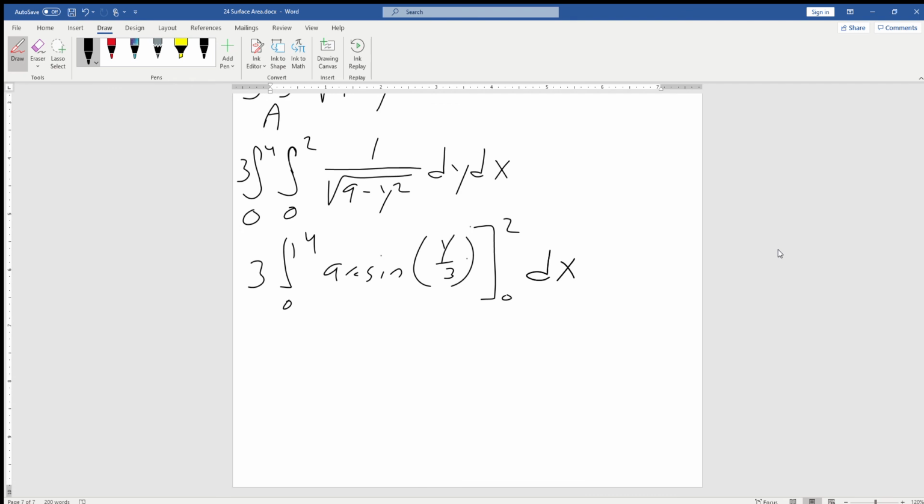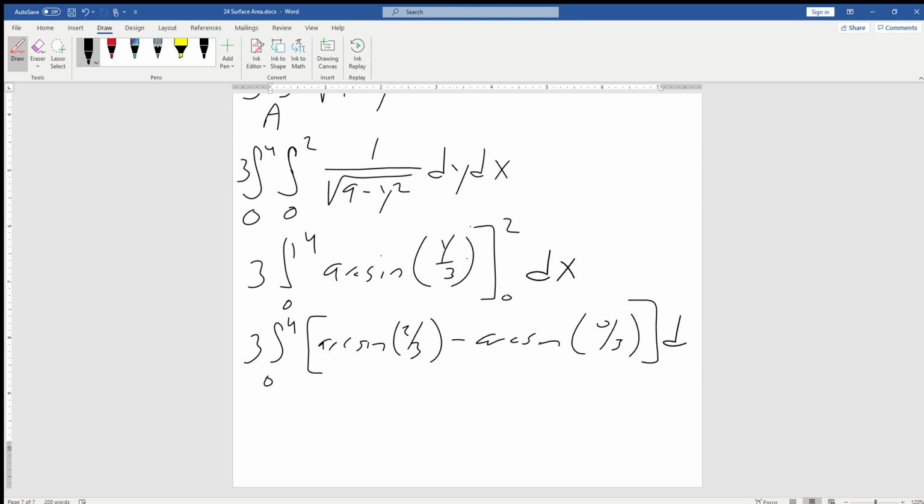We're going to wind up with 3 times the integral from 0 to 4. I'm going to substitute 2 and I'm going to substitute 0. So we get arcsine of 2/3 minus arcsine of 0/3. Now we still have dx. Arcsine of 0/3 is arcsine of 0. Arcsine of 0 is 0. Alright, so we just wind up with an arcsine of 2/3.